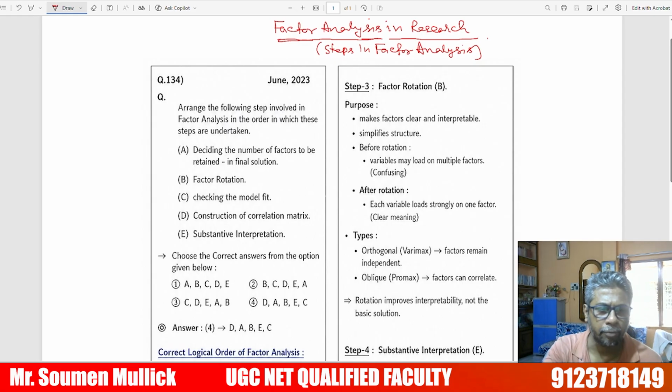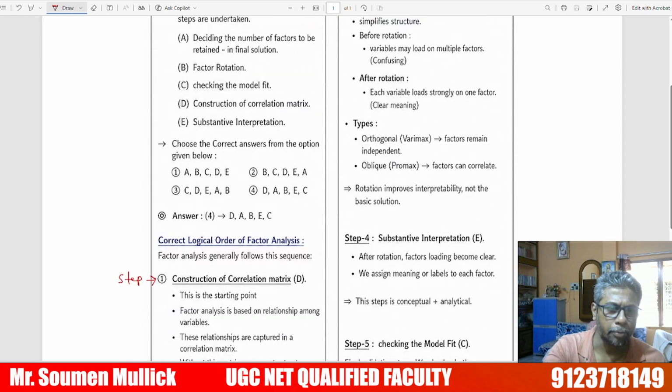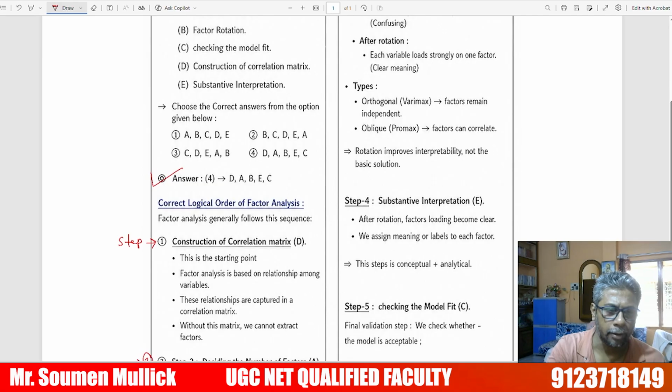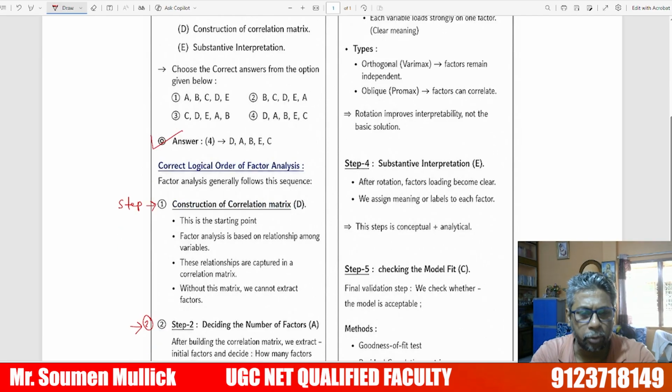They have given the 5 steps. So the correct option is option number 4, DABEC. Now step 1, construction of correlation matrix. This is the starting point of factor analysis, based on relationships among the variables. These relations are captured in the correlation matrix. Without this matrix, we cannot extract factors. So construction of correlation matrix, statement D, comes first.